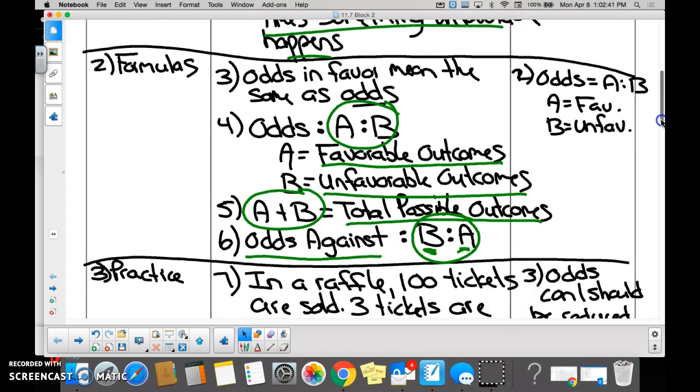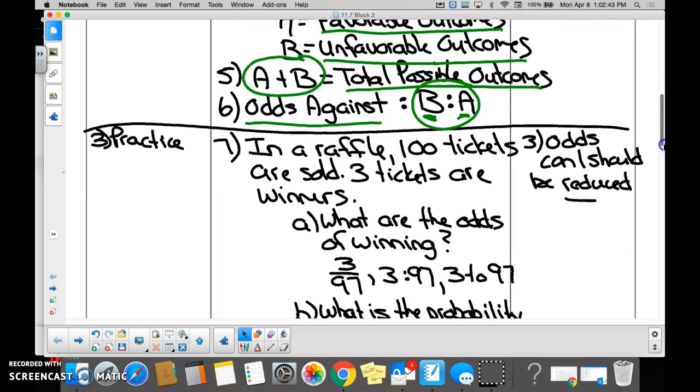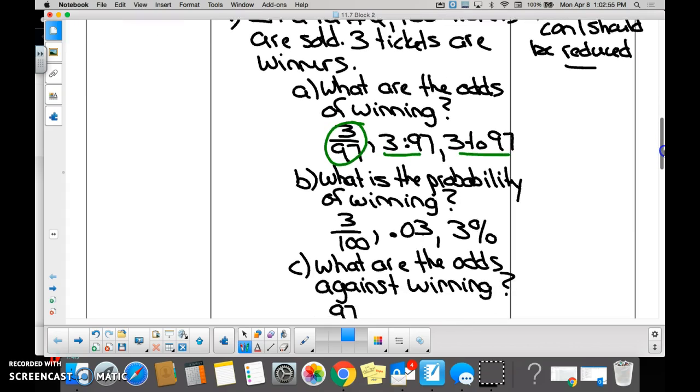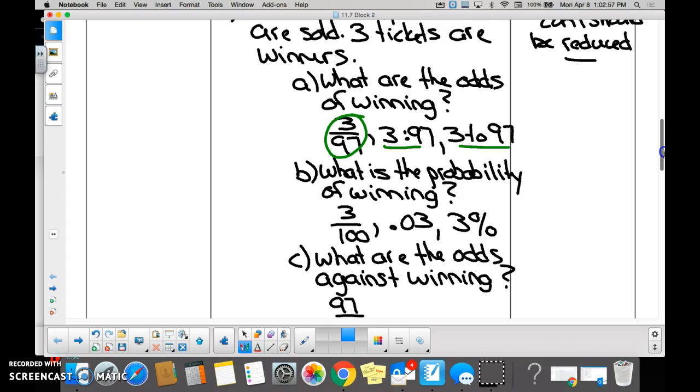And then we did some practice. 100 tickets sold in a raffle, 3 tickets are winners. What are the odds in favor of winning? 3 over 97. And you can write it in 3 different ways, right? And then the probability, we just talked about this, the probability would be the top number plus the bottom number, right? So it would be 3 over 100.